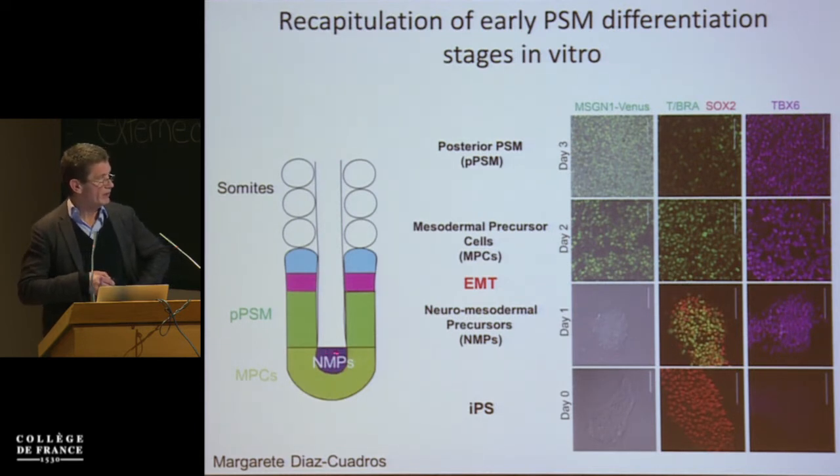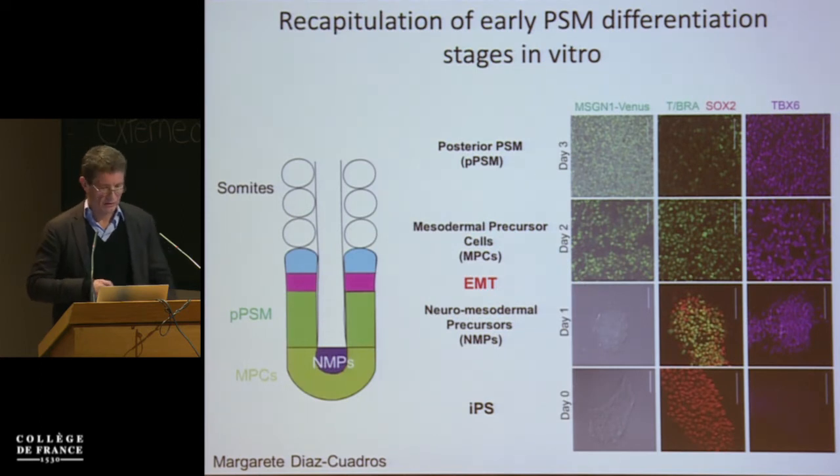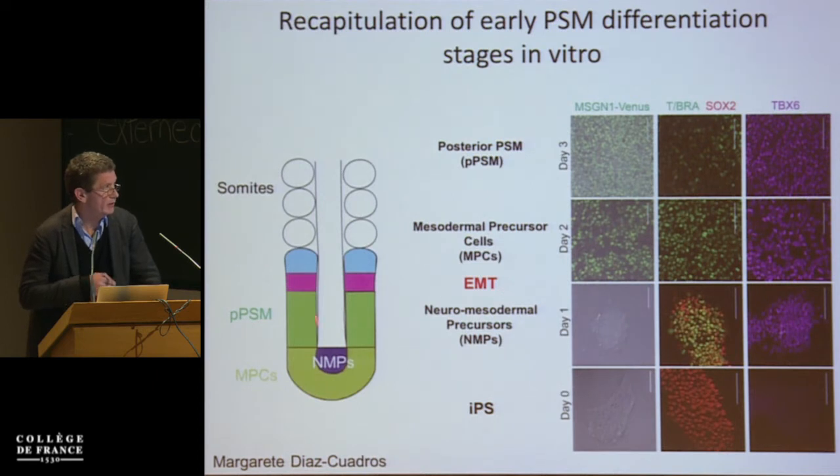indicating that the cells, compared to the embryo, follow a very similar differentiation sequence, starting with so-called NMPs, then MPCs that would correspond to this stage where they still have brachyury and TBX6, and then the posterior presomitic mesoderm with TBX6. What is very striking in this system is that not only does it very accurately recapitulate the embryonic sequence, but also at the cellular level.